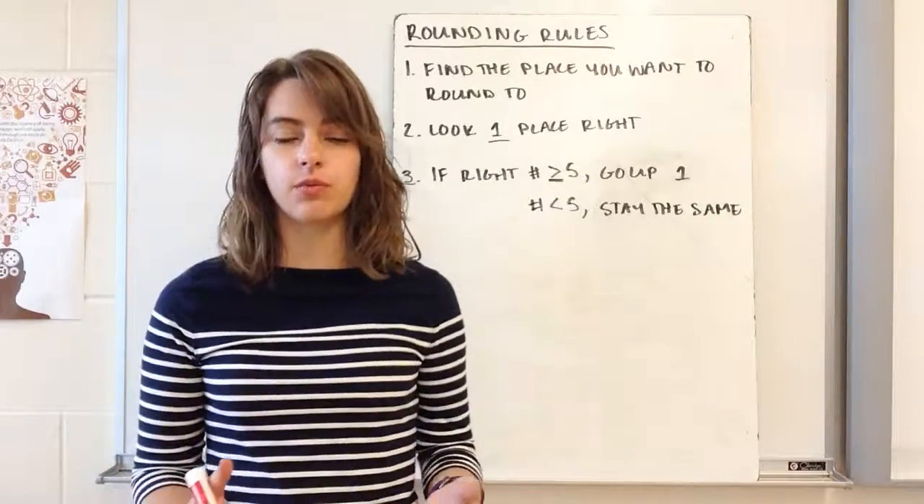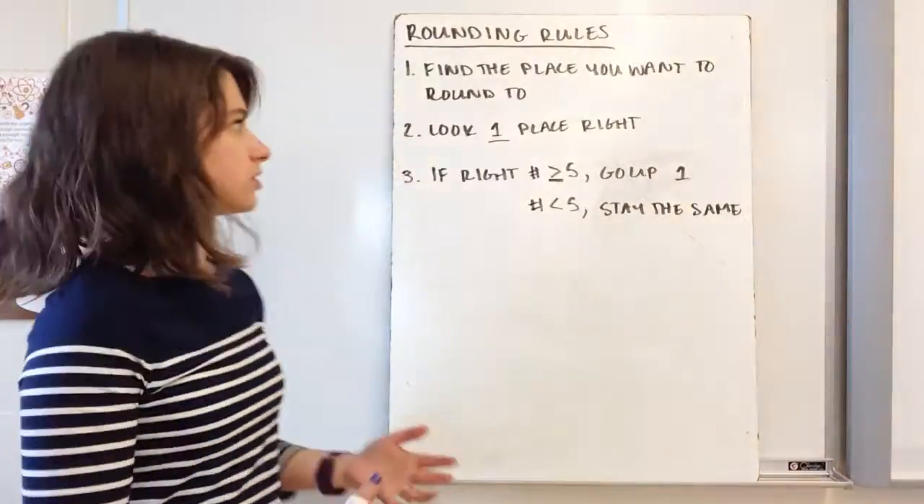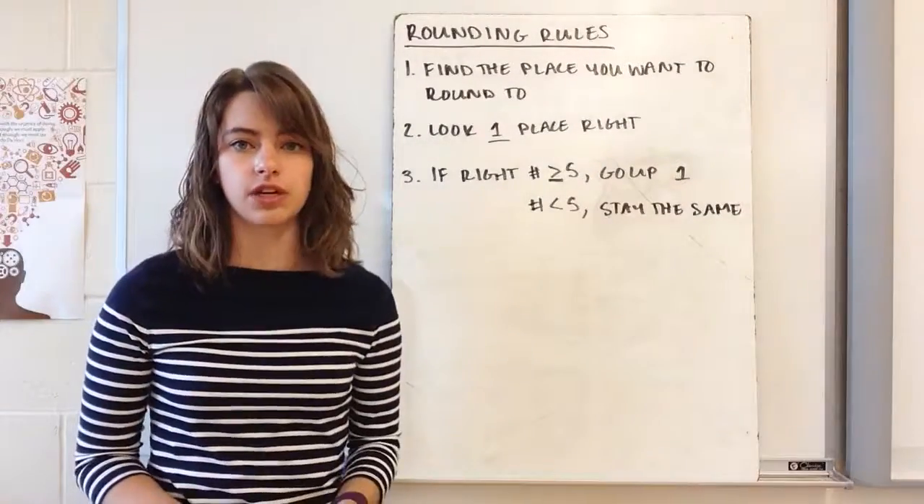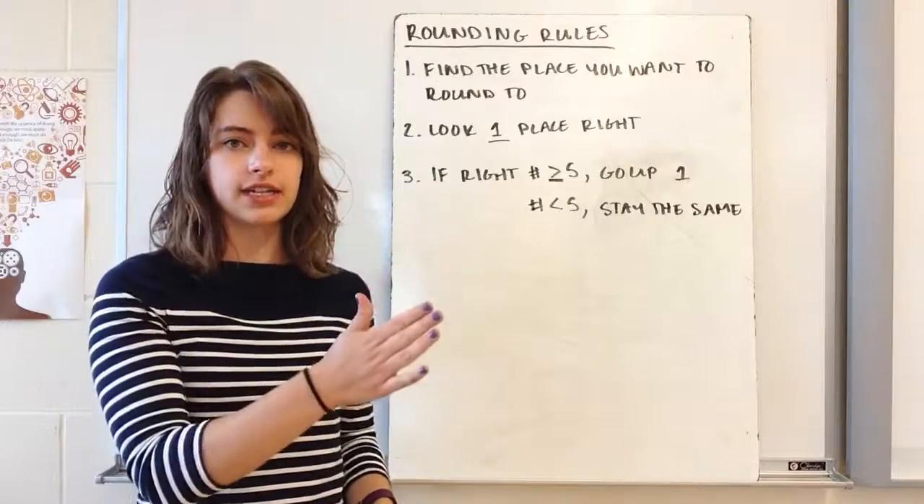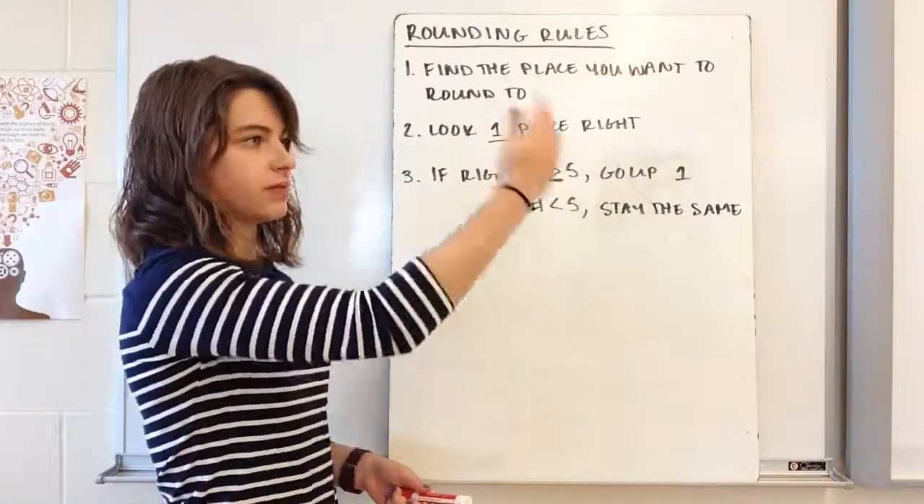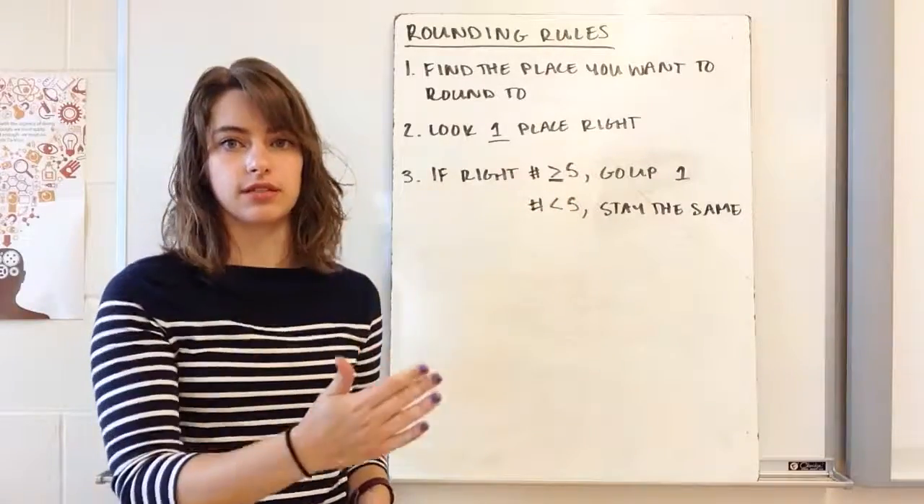So just to go over the rules quickly. If we want to round, you're going to find the decimal place where you want to round to. You're going to find your decimal, and if it says round to 2 decimal places, you're going to count over from the decimal, to the right, 2 places.